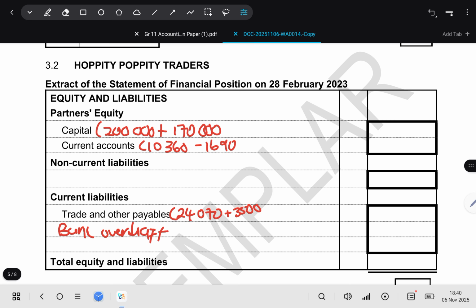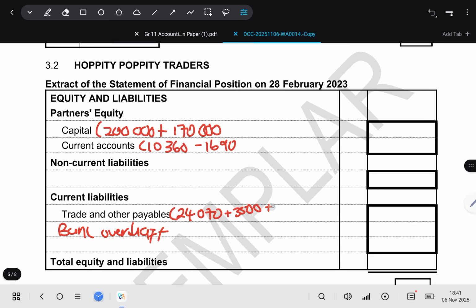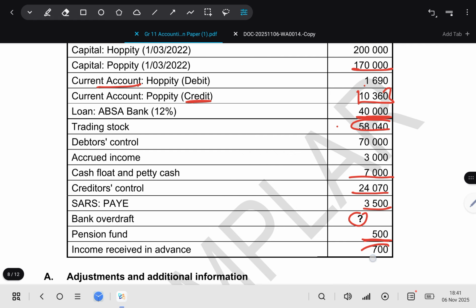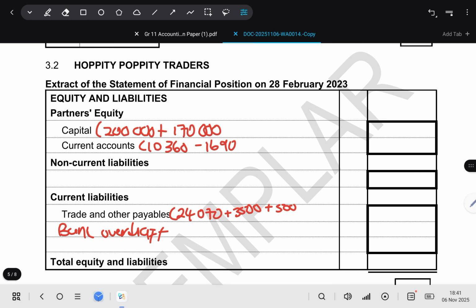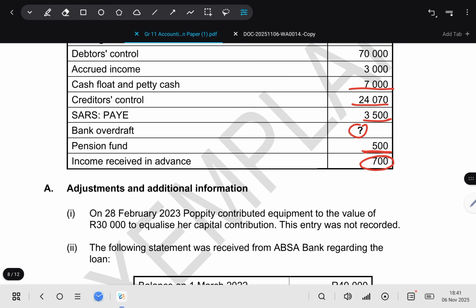Okay, and then from there we have pension fund for 500. Remember, it's part of trade and other payables. So we'll say plus 500, and then we have income received in advance for 700, which is part of our liabilities. So we'll say plus 700, and then after this we go to additional information.